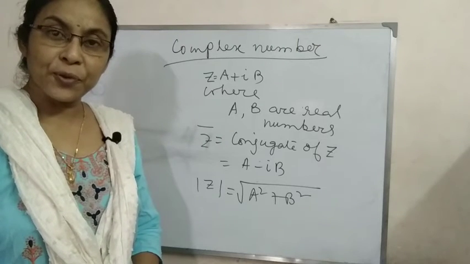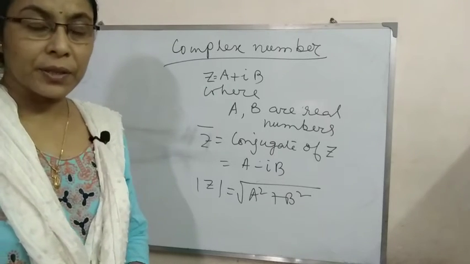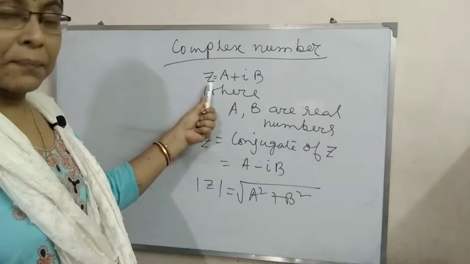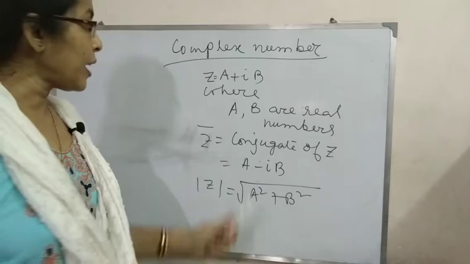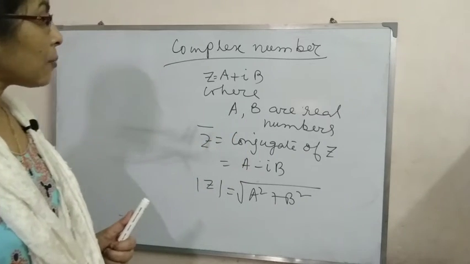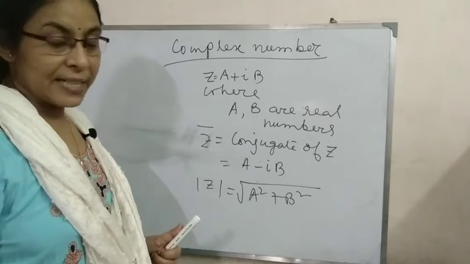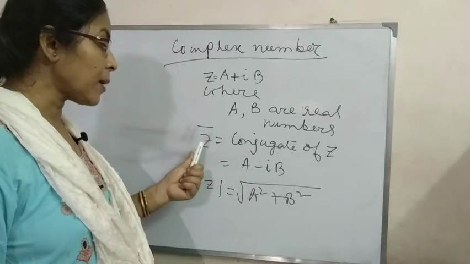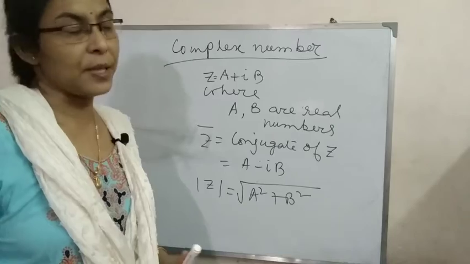Today I am going to discuss some problems about complex number. Let z is a complex number and z equal to a plus ib, where a and b are real numbers. We have already learned z bar equal to conjugate of z. Conjugate of z is denoted by z bar, and this is equal to a minus ib.